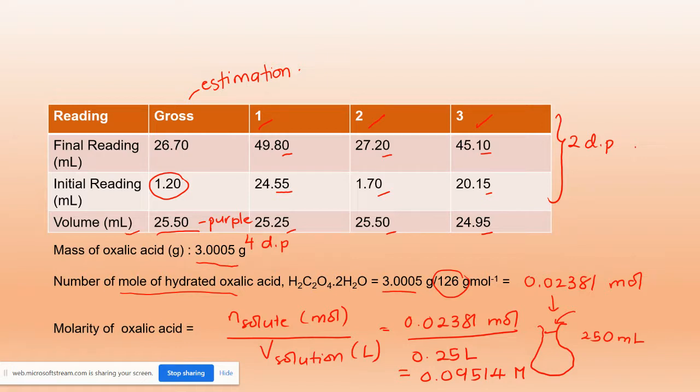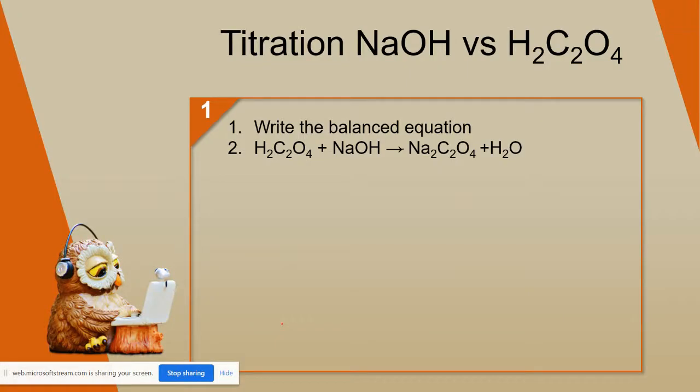Right. So knowing the molarity, now we go to the calculation of the titration. Just now was just the preparation of the standard solution of oxalic acid. Now, you took 25 ml of the oxalic acid. Did you do anything to it? No, right? That means the molarity must be the same. The molarity is, in this case, maybe 0.09514 molar. The volume was 25 ml, and you titrate it with NaOH. Okay, what do you get from the NaOH?